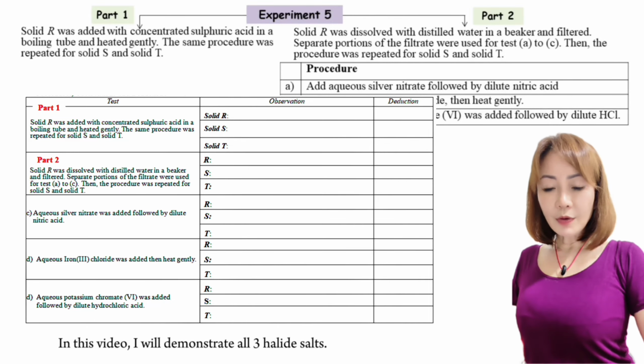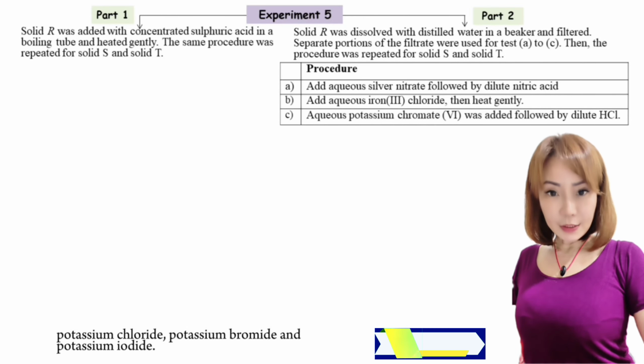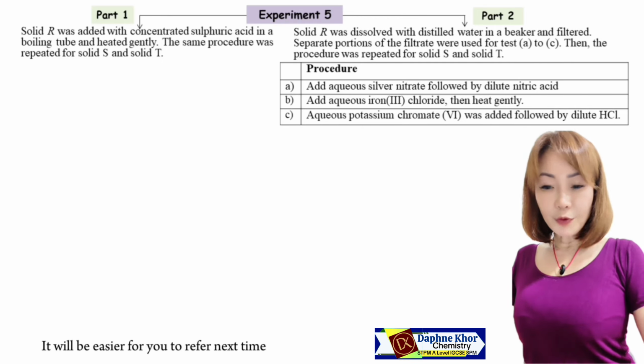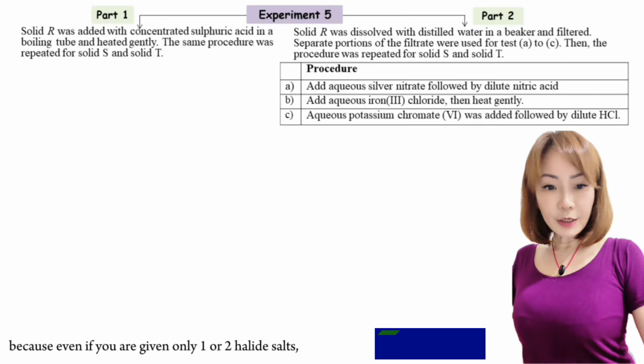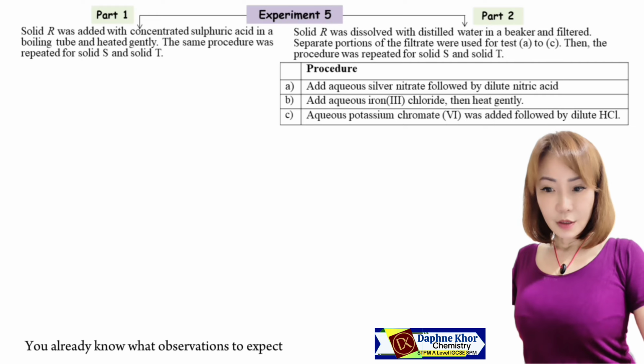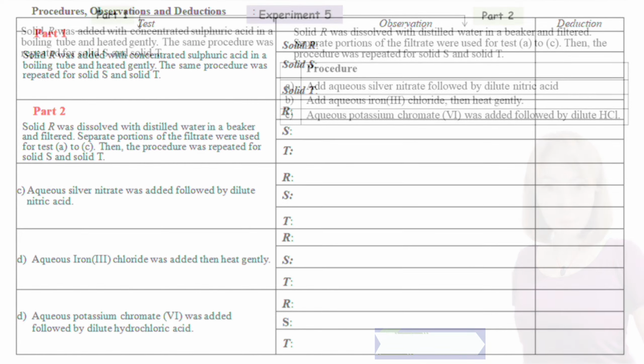In this video, I will demonstrate all 3 halide salts: potassium chloride, potassium bromide, and potassium iodide. It will be easier for you to refer next time because even if you are given only 1 or 2 halide salts, you already know what observations to expect and how to deduce the results.